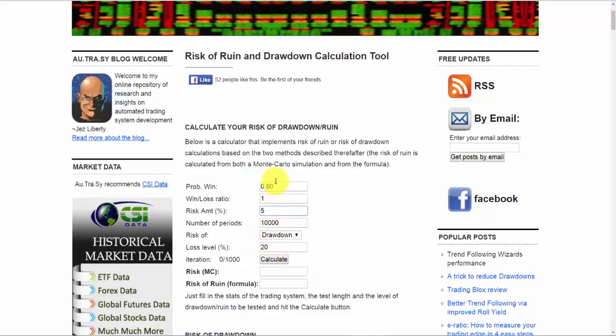So what I'm asking here is, if I have an 80% win rate, a 1-to-1 reward risk ratio, and I'm risking 5% on each trade, over the next 10,000 trades, what's the likelihood I'm going to have a 20% drawdown? The answer is almost certain.